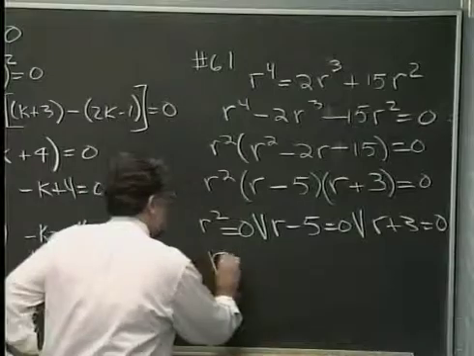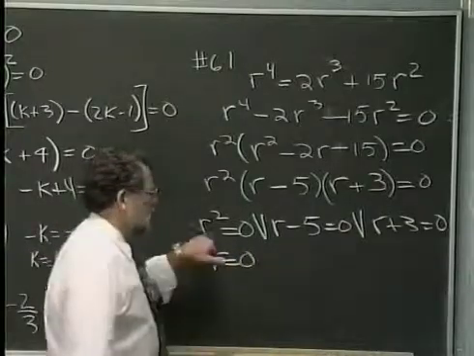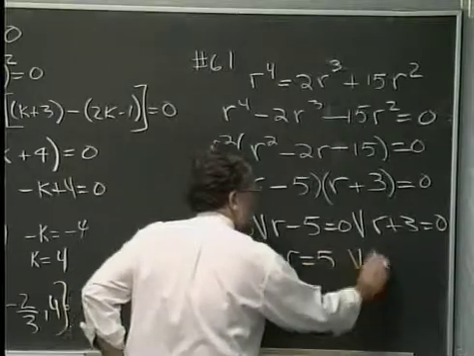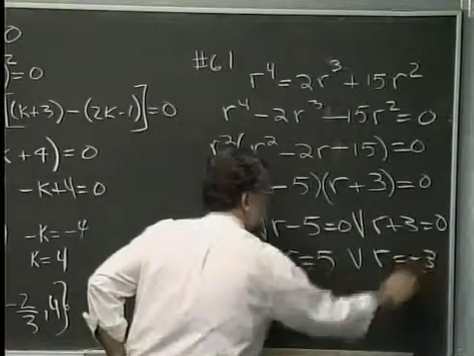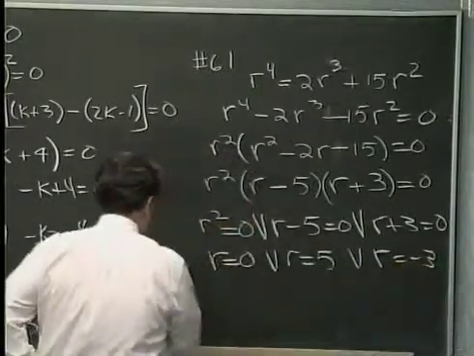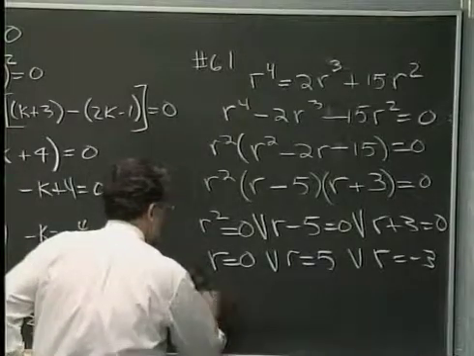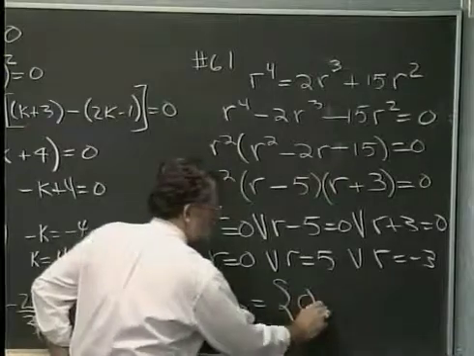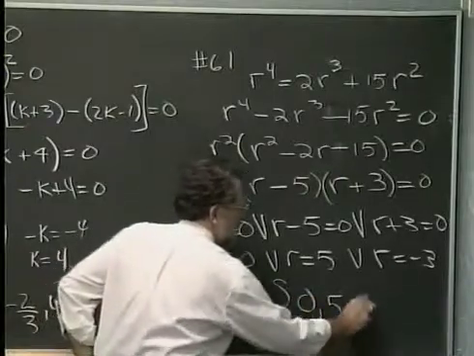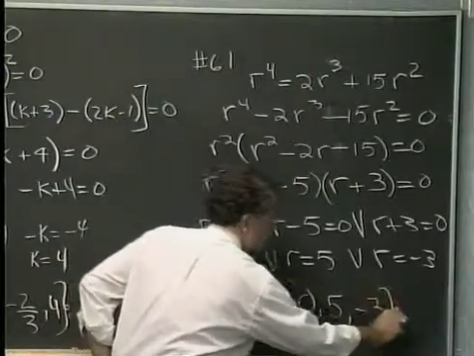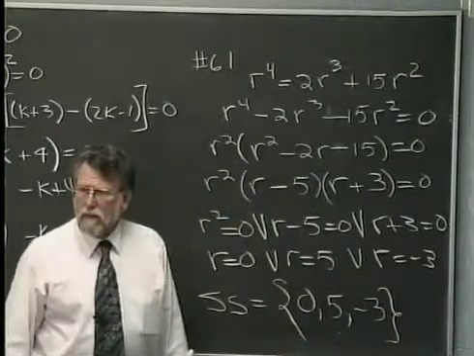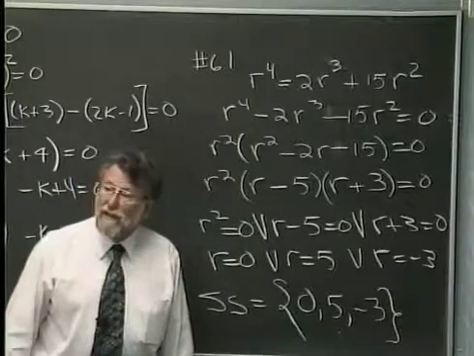Well, r equals 0 is clearly what's going to work here. r equals 5, or r is equal to -3. So my solution set is the set containing a 0, a 5, and a -3. Are we okay there? Does that answer the question?